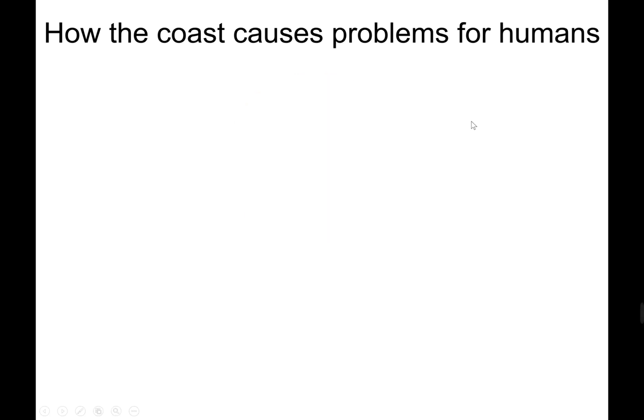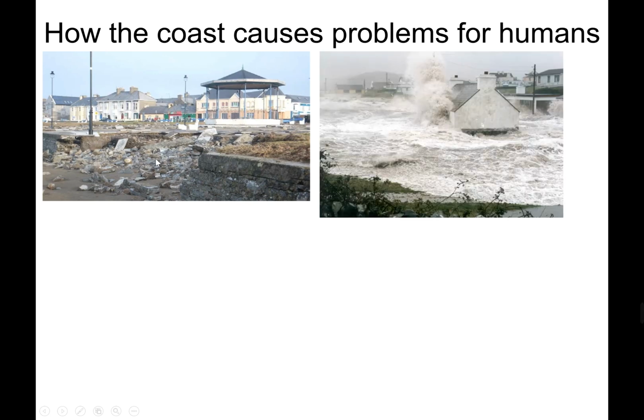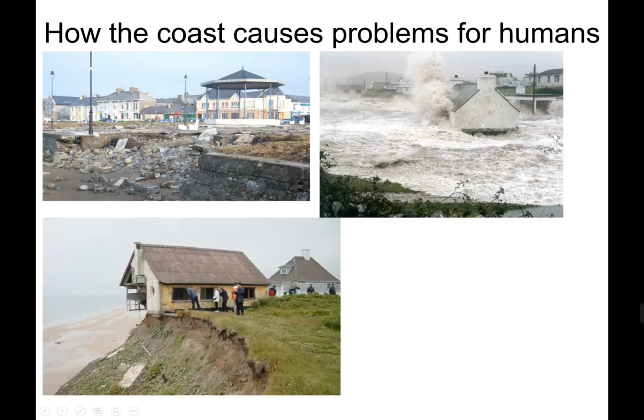So, how the coast causes problems for humans. I think this is Bray, after storms there a couple of years ago. Here you can see, I think this was the west of Ireland in the same year, that the tide has come right up. Again, this will be a combination of storm weather, high winds and also high tides.